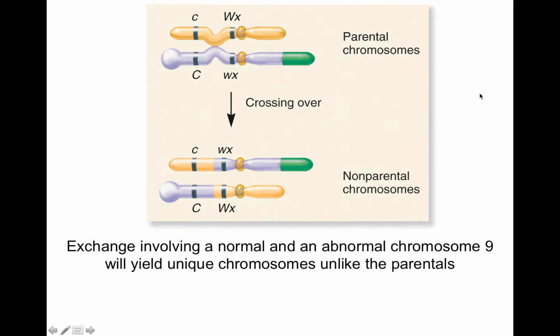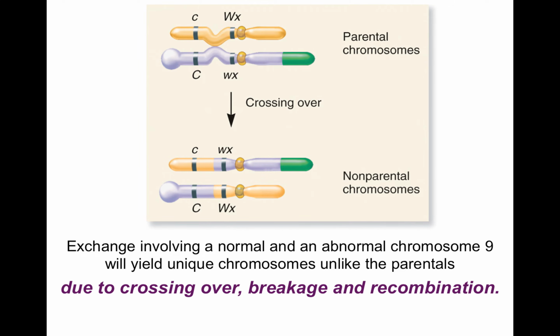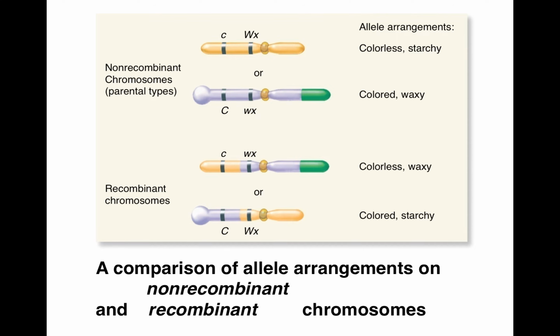Exchange involving the normal and abnormal chromosome 9 yields chromosomes that were different from the parents and that you could visually see under the microscope. This was due to crossing over, breakage, and recombination. So when McClintock followed the genes that were located on these chromosomes and could visually see them under the microscope, they were able to determine that the physical exchange of these genes also resulted in recombination of different phenotypes.